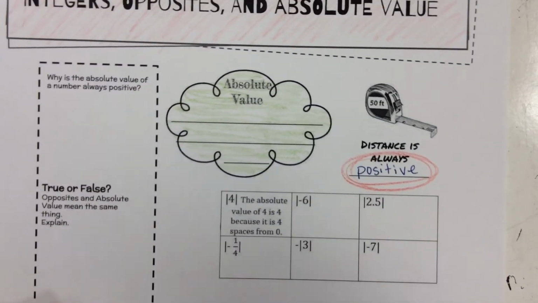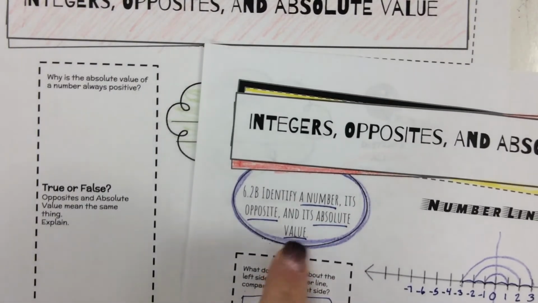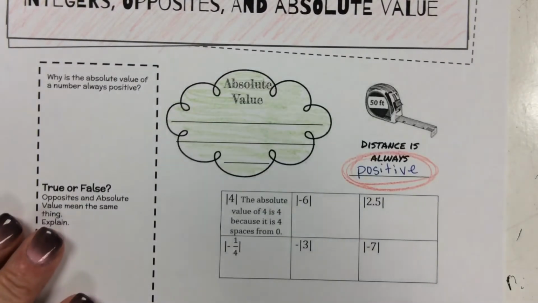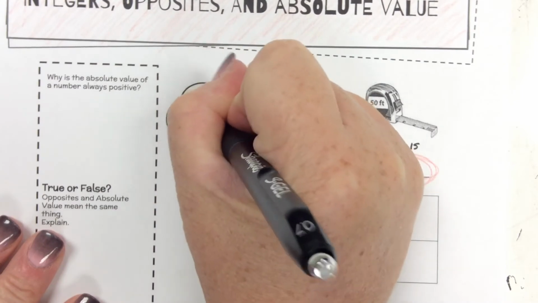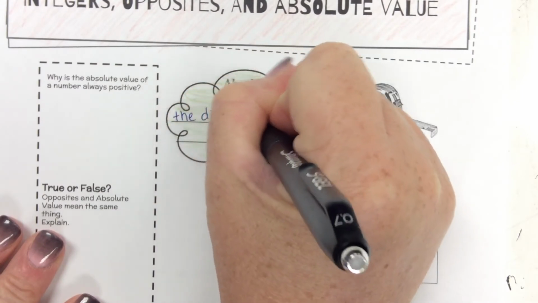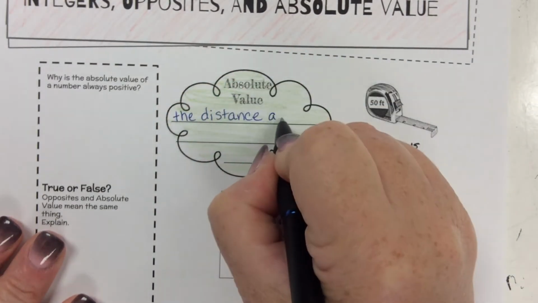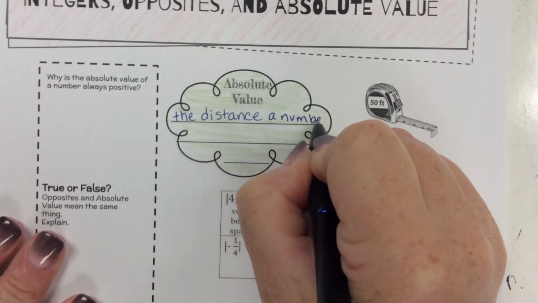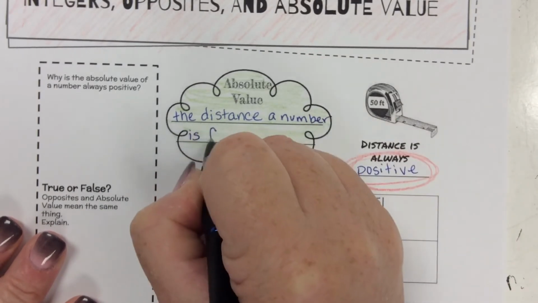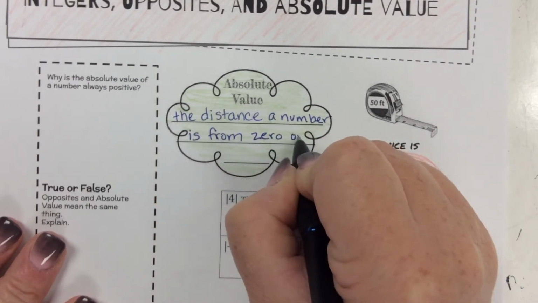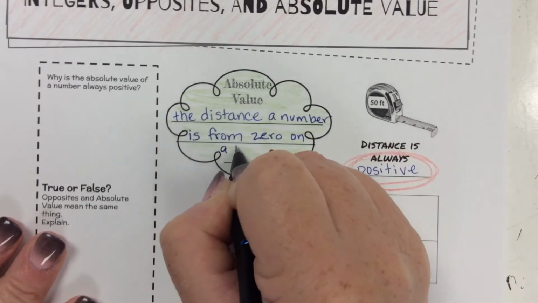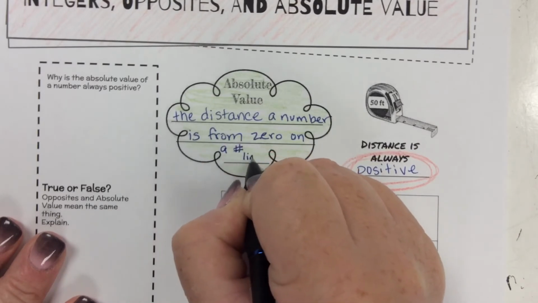Because absolute value is a word. It was in our standard a second ago. Absolute value tells us the distance that a number is from 0. So I'm writing that down. The distance a number is from 0 on a number line.